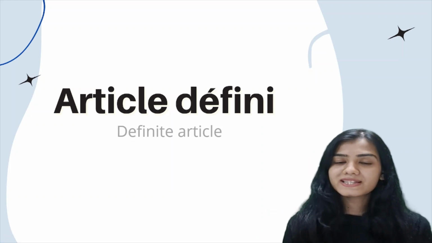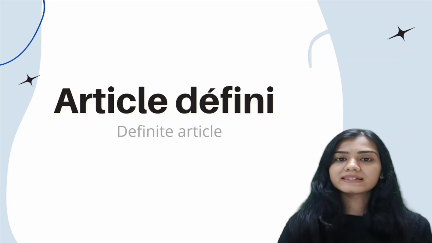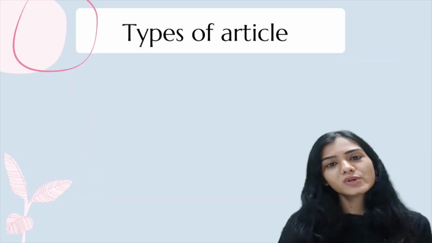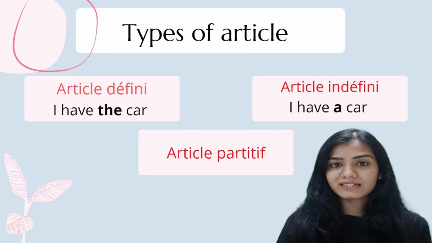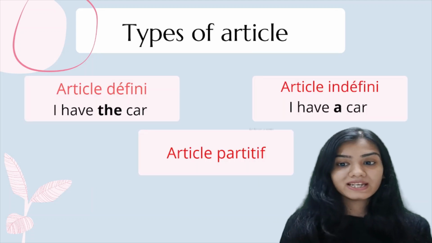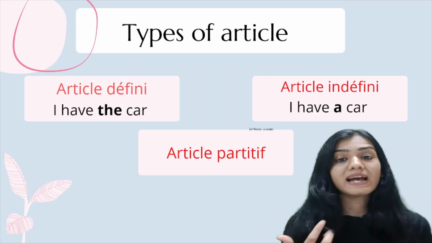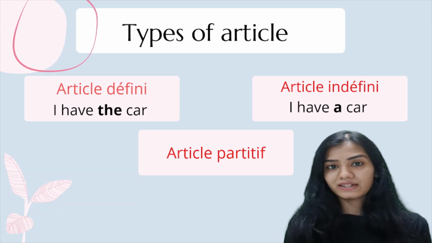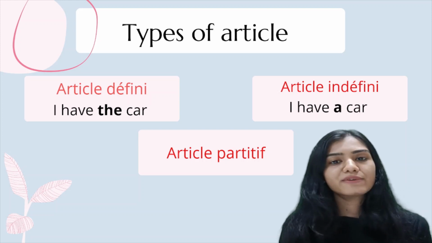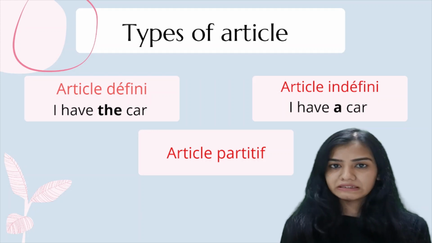In today's session, we are going to have a look at the definite articles. Article défini. So in English or in French, we have three types of articles: article défini, article indéfini and article partitif. So the definite article, indefinite article and partitive article. In English, the definite article consists of "the".